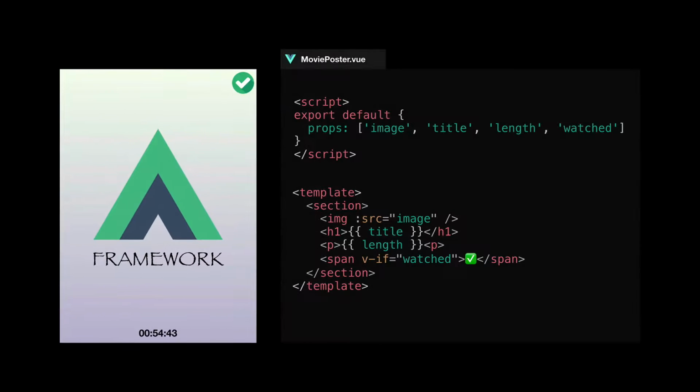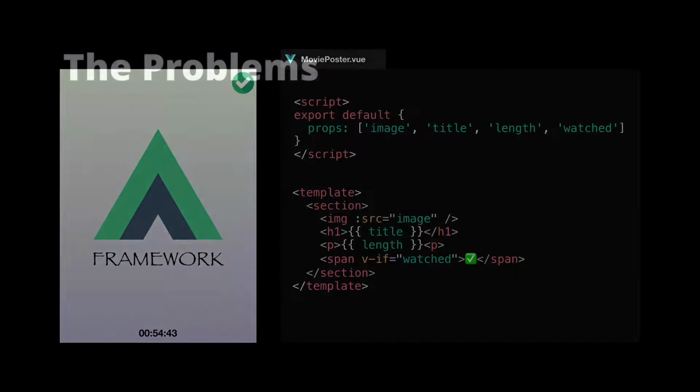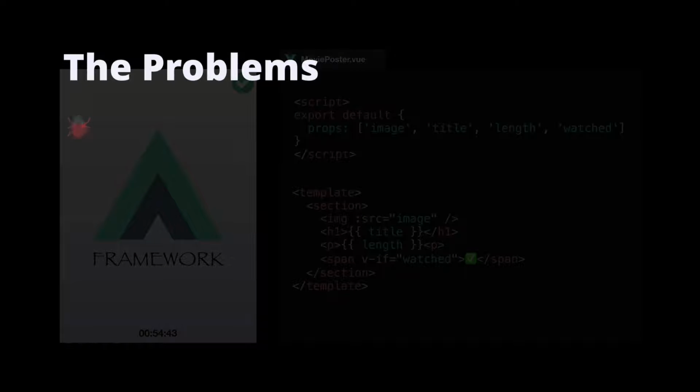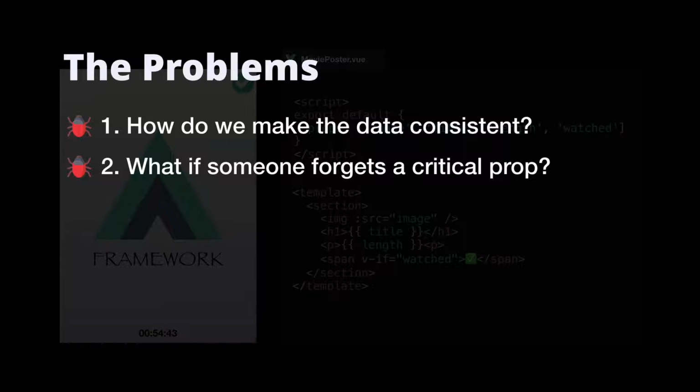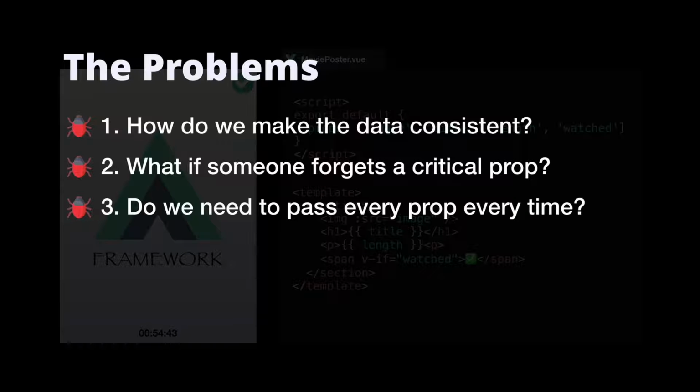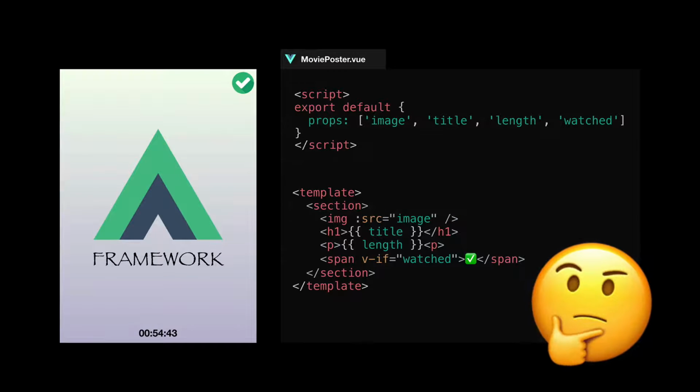Looking back at our code, there are some problems with the way that this is written. For example, how do we make the data consistent? And what happens when a developer forgets a critical prop? And though it's not immediately obvious, is it really necessary for us to pass every single prop every time if we know what the value might be in most scenarios? So you might be thinking, there's gotta be a better way. And don't worry, there is.